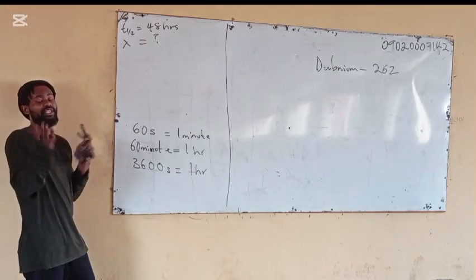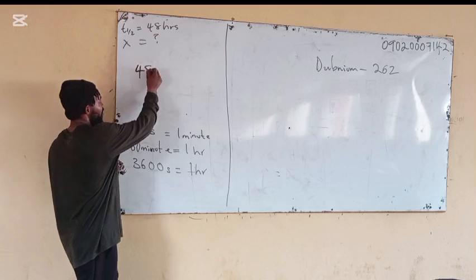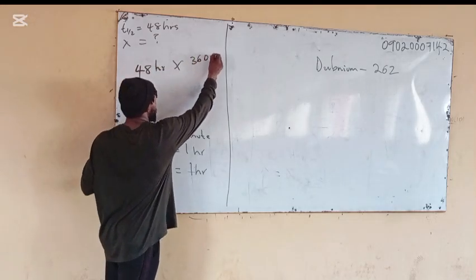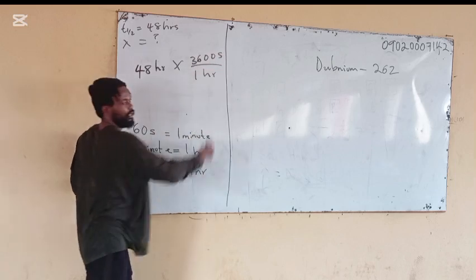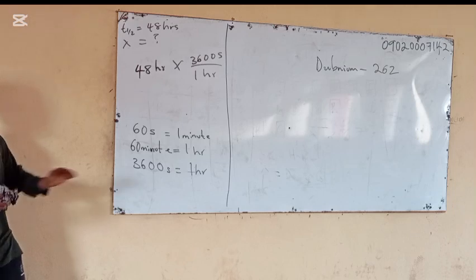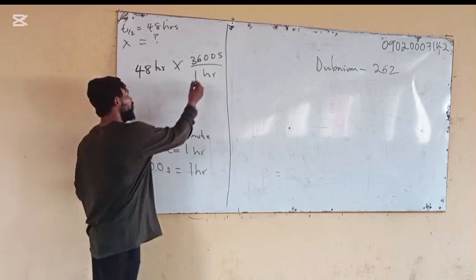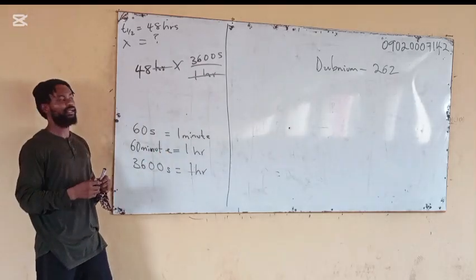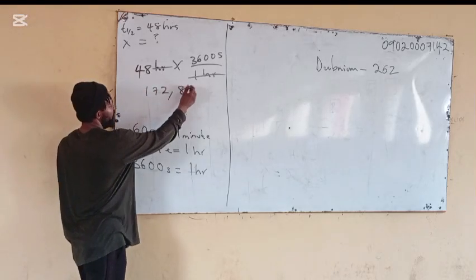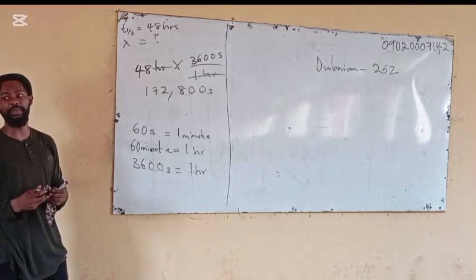So let's do that our approach. We don't ever need to guess how to convert anything. Just put hour in the place where hour will cancel. So 48 hours times 3,600 seconds divided by 1 hour. You don't have to stress yourself. Once it's a conversion they are asking you, carry the hour and be looking for where it will cancel out. So we are multiplying 48 by 3,600. That means if you want to convert this to seconds, this is what it will be.